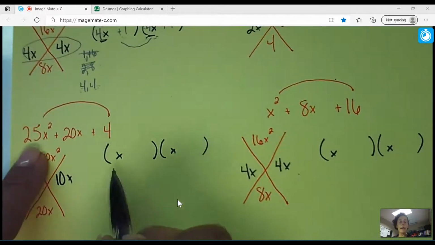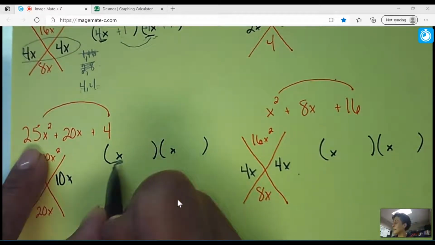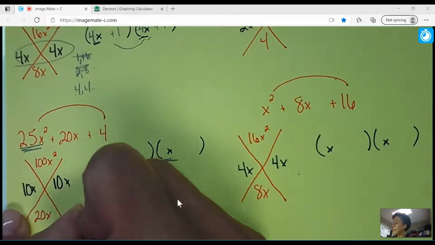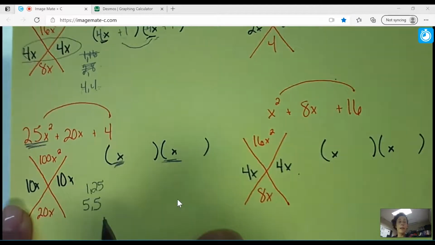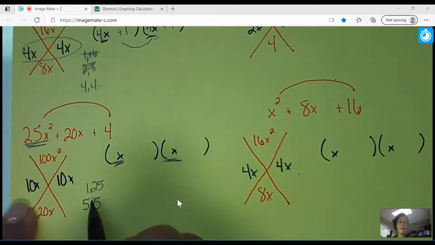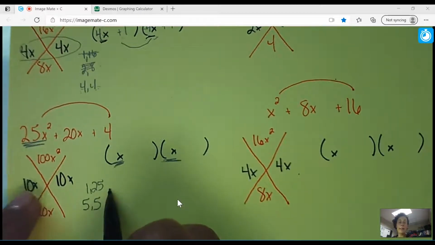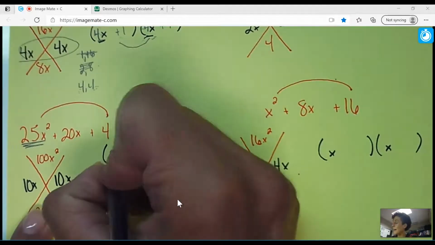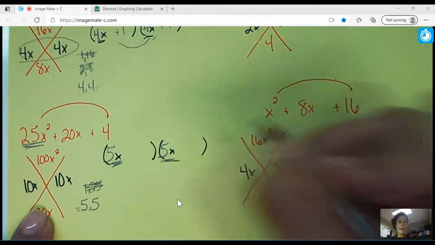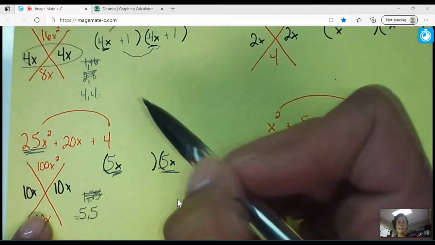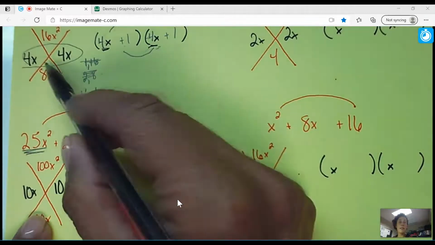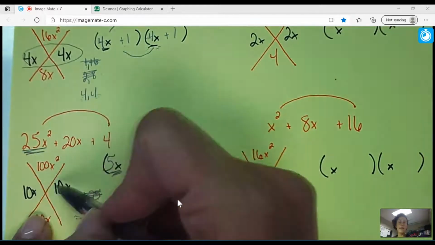So let's go to this one. Here I'm looking for the factors that can give me 25 because the x and the x are already the x squared. So will it be 1 and 25 or will it be 5 and 5? Well, here it's not going to be 1 and 25 because 1 can get me the 10, but 25 can't get me the 10. So it's going to be 5 and 5. And hopefully you're starting to realize some things here, that these numbers are the same. Just like those numbers were the same, right? A lot of things are the same here.